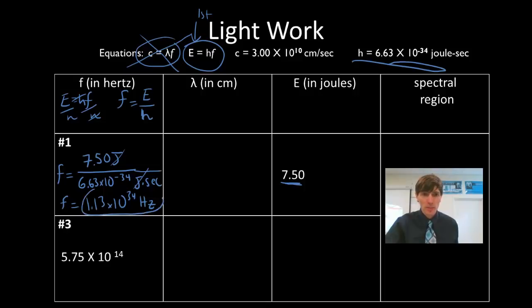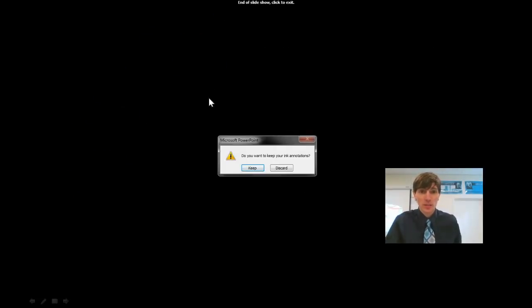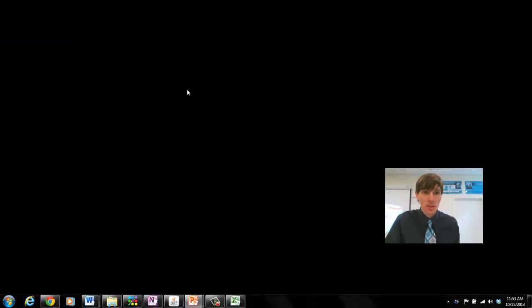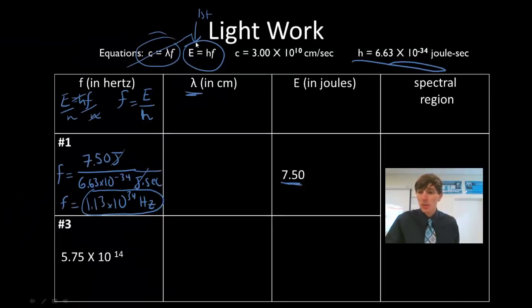Circle my answer. We're going to go ahead and take a look at the next one here, find the wavelength. So looking at my equations, to find wavelength, I'm going to have to use this one that I originally erased. Give me one second. We're going to go back there from the current slide. Okay, so we're just going to leave that up there. But we're going to go ahead and use that equation.